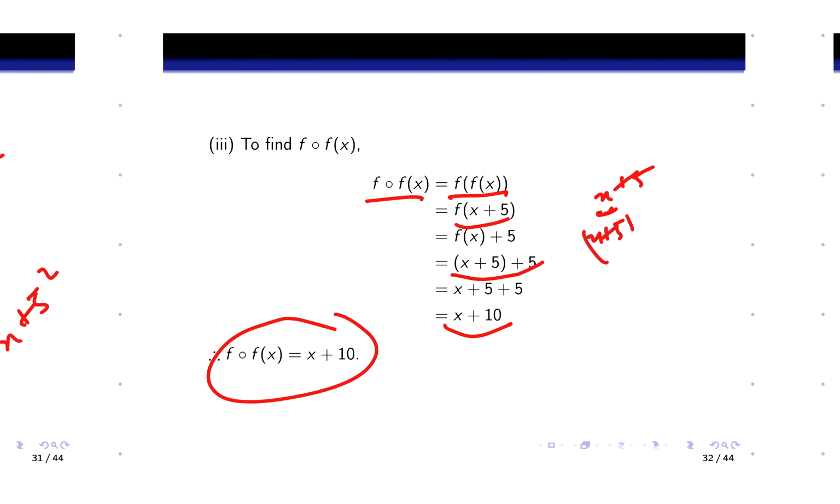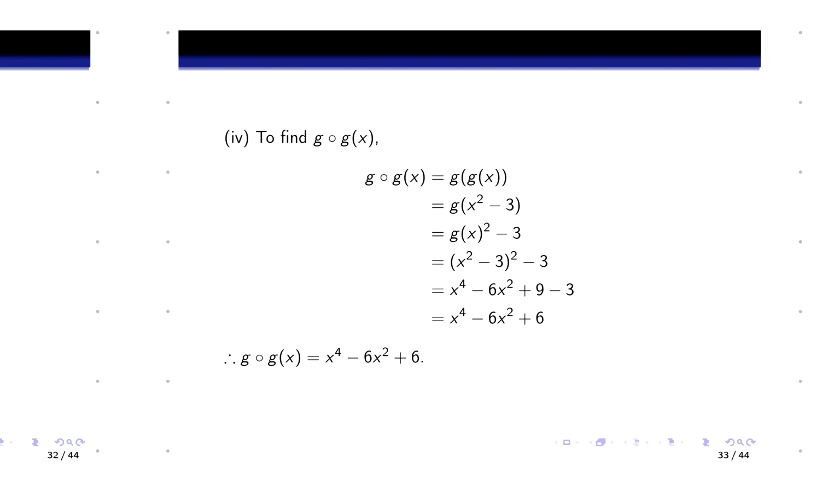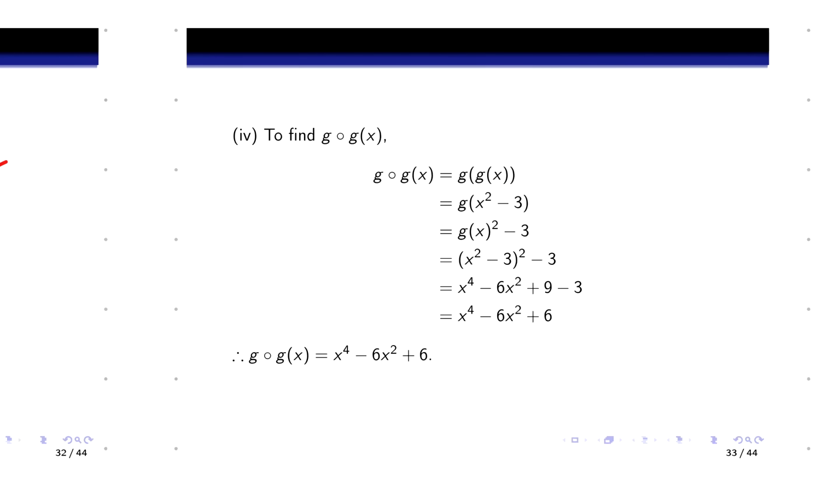Then you want to find g of g of x. So g of x is x squared minus 3. That means you have g of x squared minus 3. So g of x alone is x squared minus 3, all squared, minus 3. So like what we did before, x squared squared is x raised to power 4. Then 2 times x squared times 3, that is 6 times x squared, that's minus 6x squared. Minus 3 times minus 3 is plus 9, then minus 3. So tidying things up, you have x raised to power 4 minus 6x squared plus 6, and that is g of g of x.